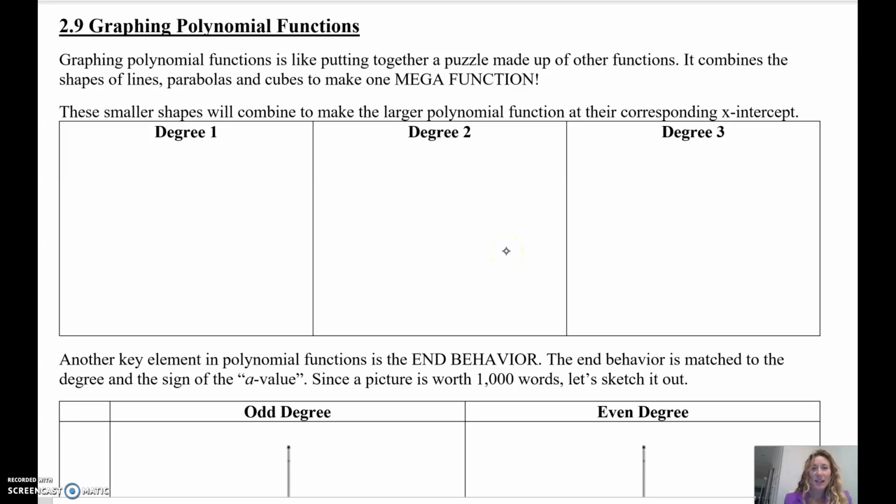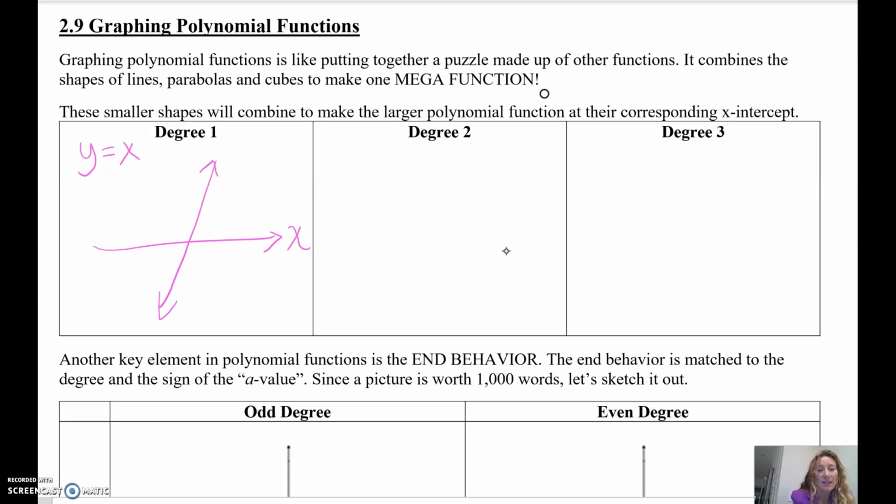Hi students, we're looking at graphing polynomial functions, note section 2.9, and these are a lot of fun. We are going to combine the shapes of our smaller degree functions to make one large mega function. So remember our degree 1, that's y equals x, and that has the shape of a line, and I'm not going to draw the y-axis, and it just looks like this.